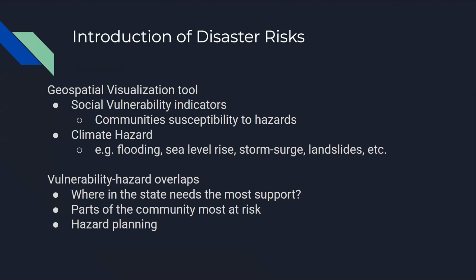We've been creating a geospatial visualization tool. So essentially, we're making a map of the islands and using geographical data to show different sets of data for social vulnerability and climate hazards. So social vulnerability is the parts of the community that will be most susceptible to different types of hazards that can be caused in a variety of different ways.